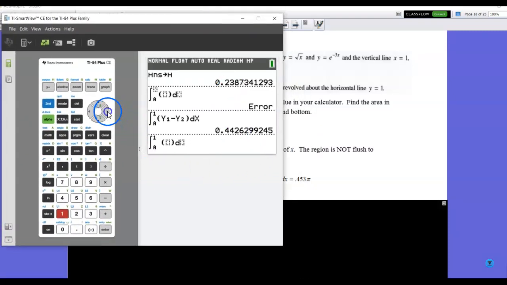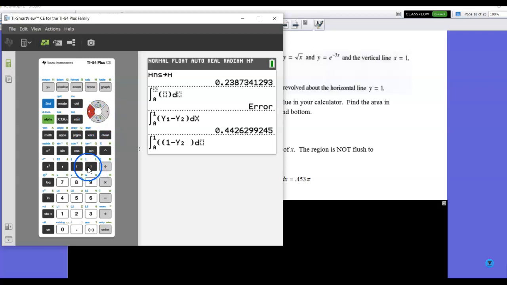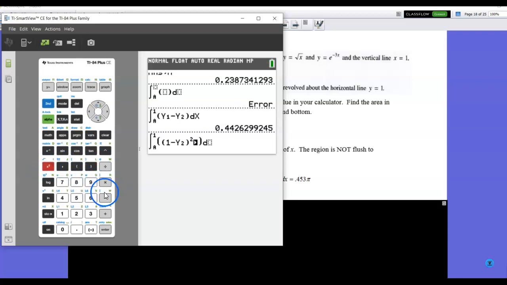So I'm going to come in here, and I'm going to put my own set of parentheses, 1 minus y2, enter, and I'm going to, whoops, close my parentheses, and I'm going to square that. And then that's big R squared minus little r squared.